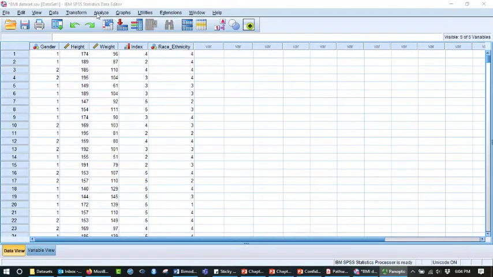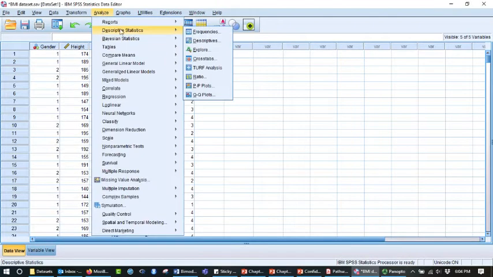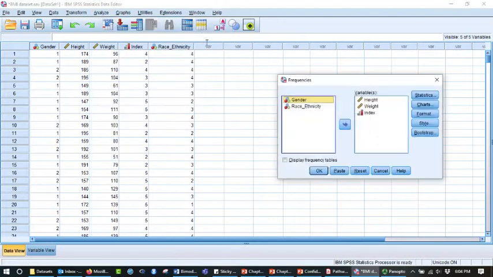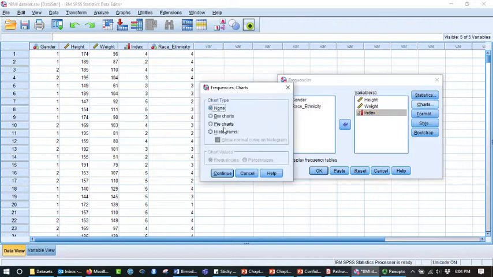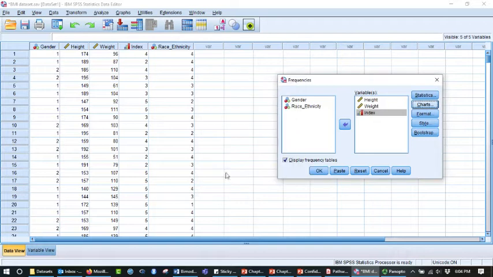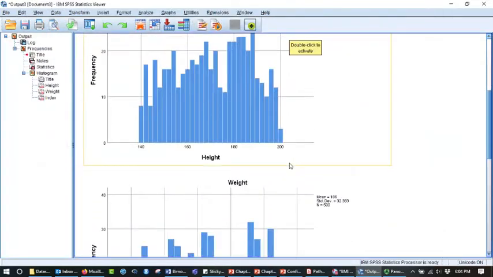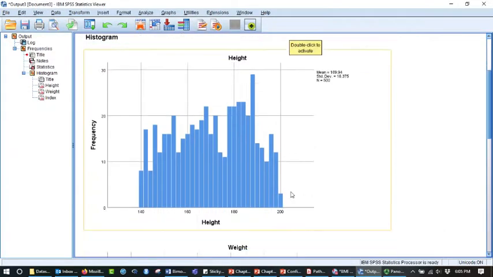The first thing I'm going to have you do is run a histogram, and we'll do it on height, now let's do it on weight, let's do it on index, just to see. Go to charts, I'm going to do histograms. I'm not going to show the normal curve, I'm just going to show the histogram, and I don't want these frequency tables. Okay, so height looks slightly skewed to me.